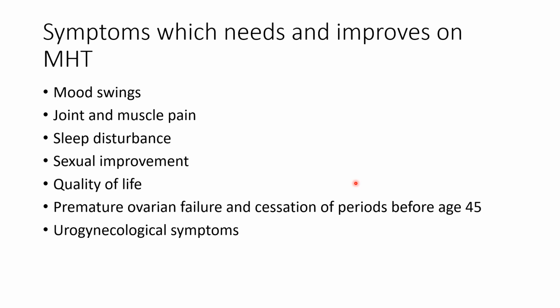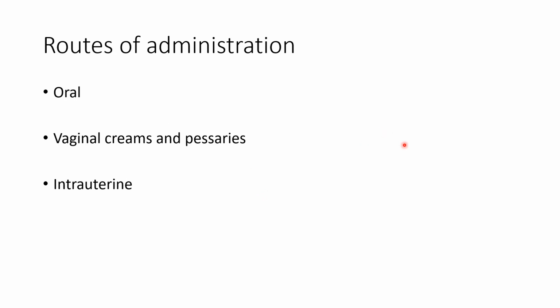Okay, the symptoms which need and improve on menopausal hormonal therapy are these. They include mood swings, joint and muscle pains, sleep disturbances, sexual improvement, quality of life, premature ovarian failure and cessation of periods before age 45 years, and urogynecological symptoms. So these are all symptoms which will improve on menopausal hormonal therapies. Okay, so these are the routes of administration by which we can prescribe MHT drugs in Pakistan. They are oral, vaginal creams and pessaries, and intrauterine devices.